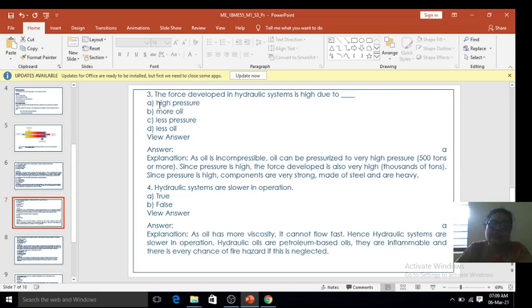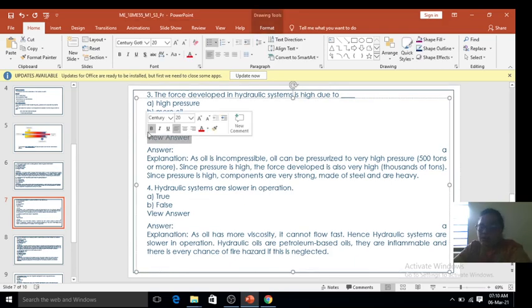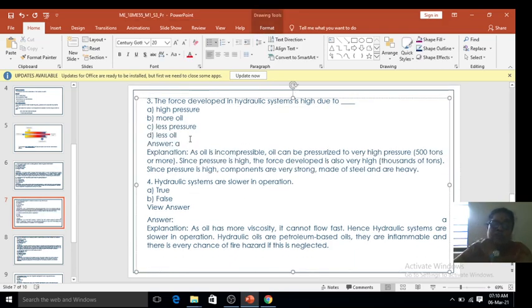The third question: the force developed by hydraulic system is high due to dash: high pressure, more oil, less pressure, and less oil. Definitely the answer for this is A, because of high pressure the force has been developed, that you can observe.